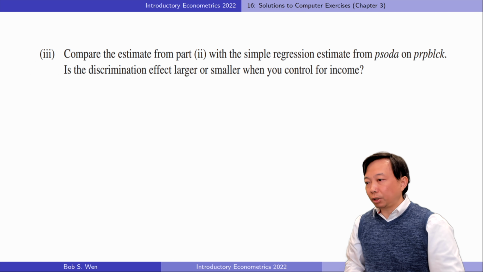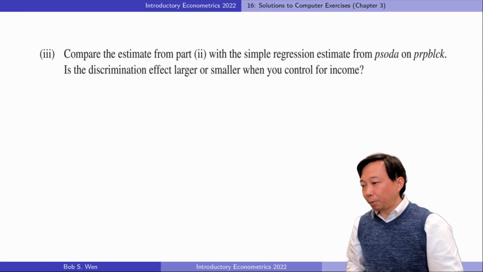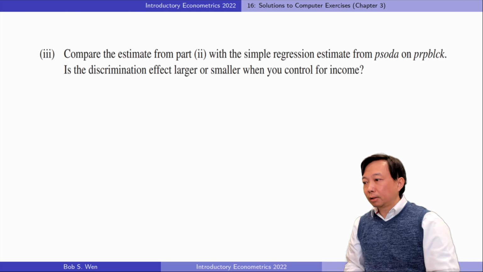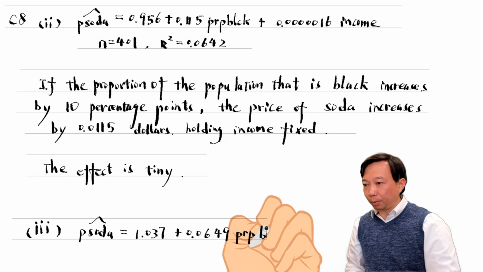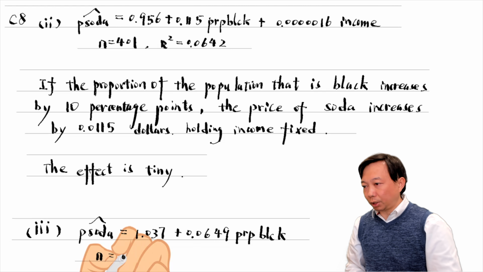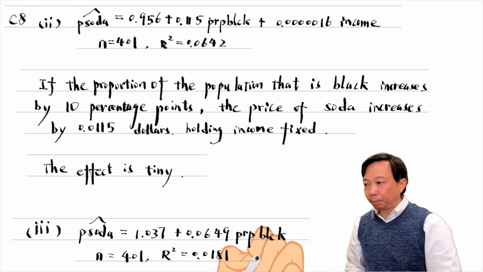For the third question, we run the simple regression of the soda price on the proportion of black people. The estimated coefficient on the black proportion becomes smaller. In other words, the discrimination effect is larger when we control for income.